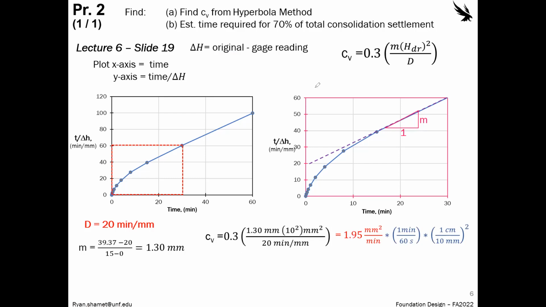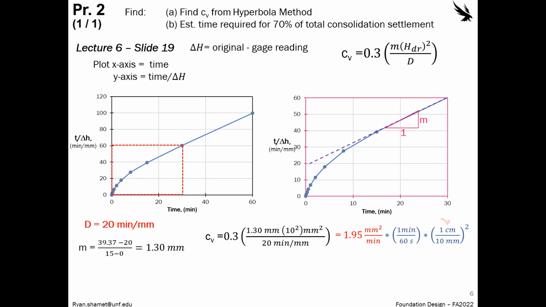That means our CV value, when we plug everything in here, the slope is M, and the drainage path is taken from the sample. So that is the 10 millimeters, since it's a 20 millimeter height sample. So it's doubly drained. And then the D is 20 minutes over millimeters. So if you cancel all this out, you see we'll get minutes or millimeters squared over minutes. So to convert this to centimeters squared per second, we have to show the following.